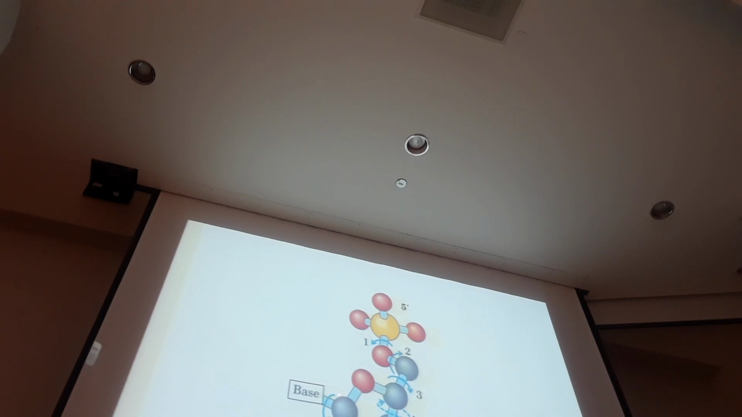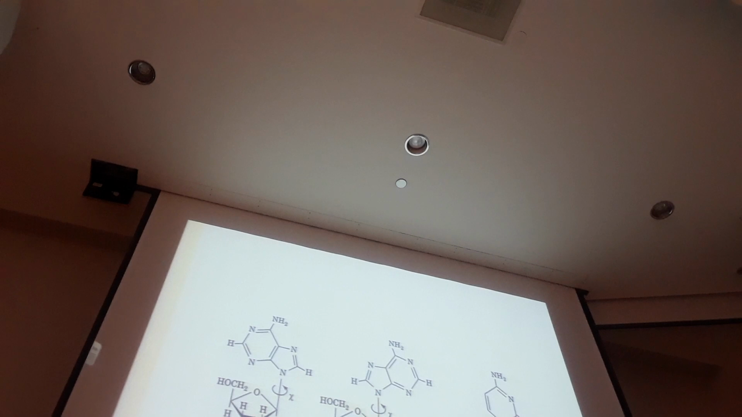Now, we also see that this arrow indicates free rotational flexibility around the N-glycosidic bond, which links the anomeric carbon to our nitrogenous base, whatever this base may be. And this is somewhat misleading because it was found that only a limited number of conformations can actually be assumed in DNA.